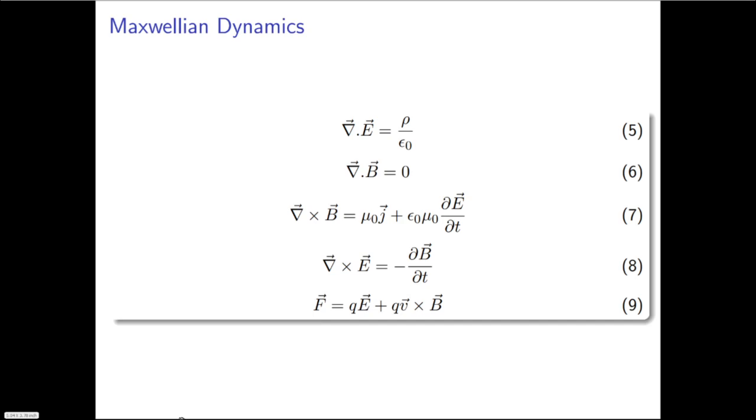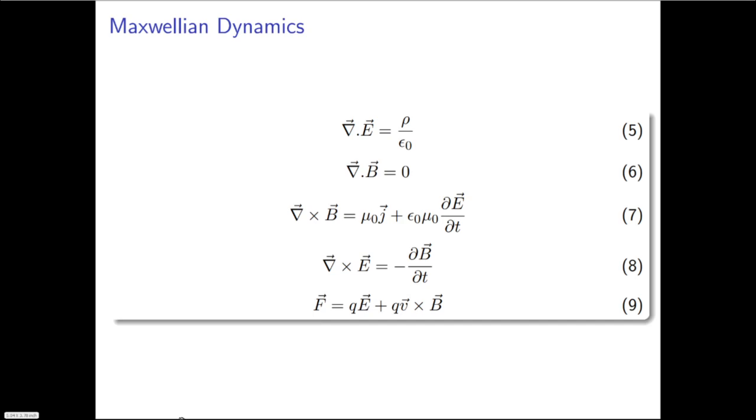And the third one is based on Ampere's circuital law, which says that the curl of the magnetic field is nothing but mu naught J. J is your current density. Current density is nothing but your charge times velocity per unit volume. So that is your current density here. This is the third Maxwellian equation.